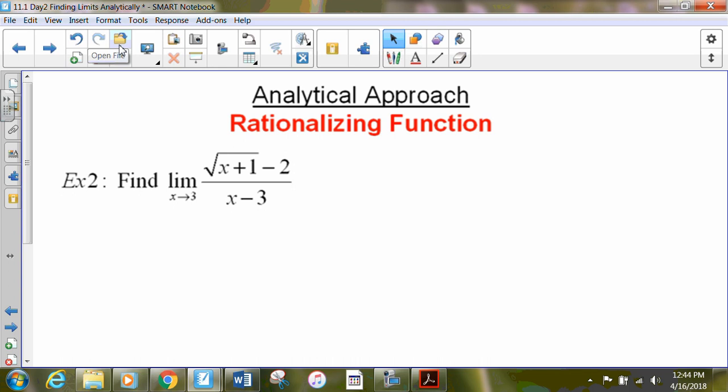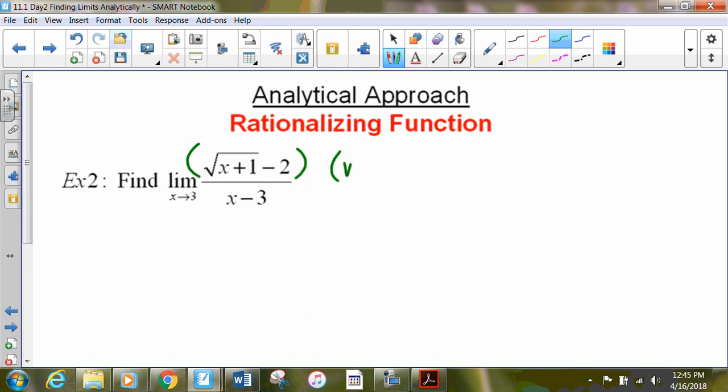Can we factor? No. We're dealing with a radical in the numerator, and what we're going to do is go ahead and multiply by the conjugate of the numerator that we see, and hopefully you guys remember conjugate from the first semester. That is with a binomial. You rewrite the binomial, but you change the sign in between the two terms. So since we have a minus here, we'll have a plus here.